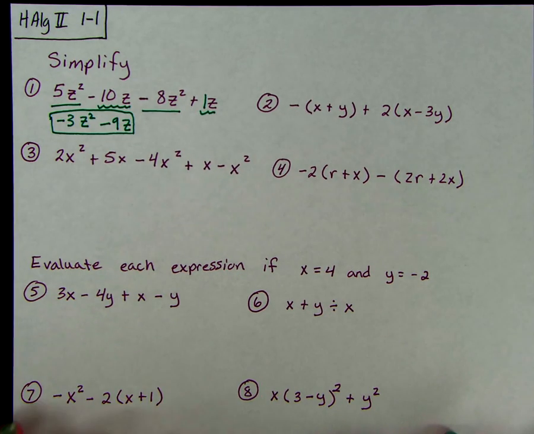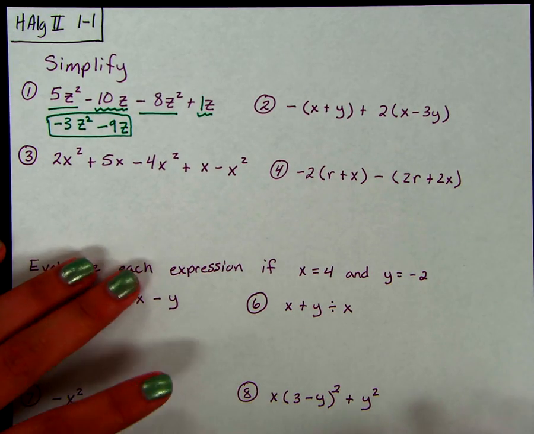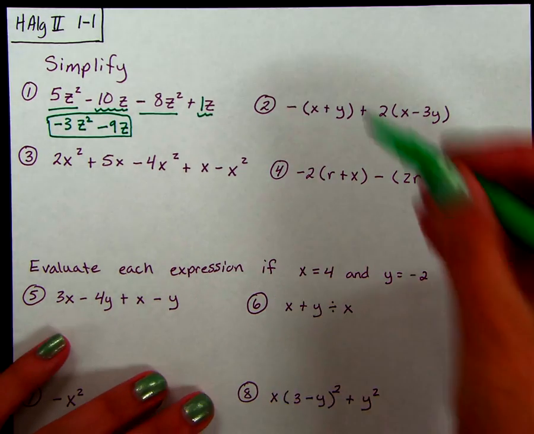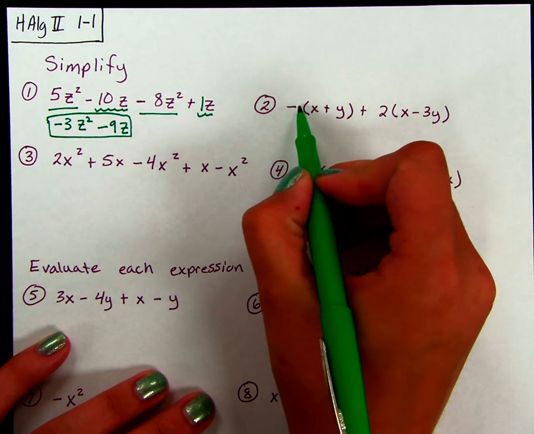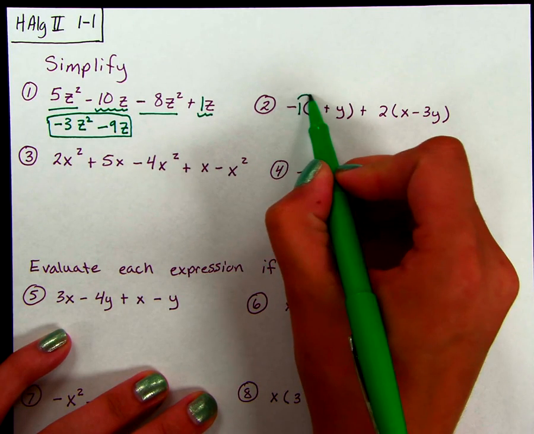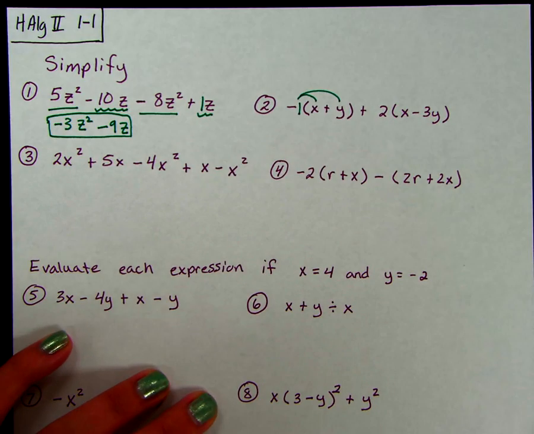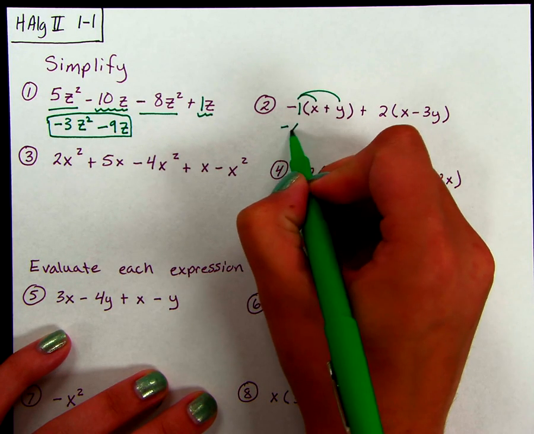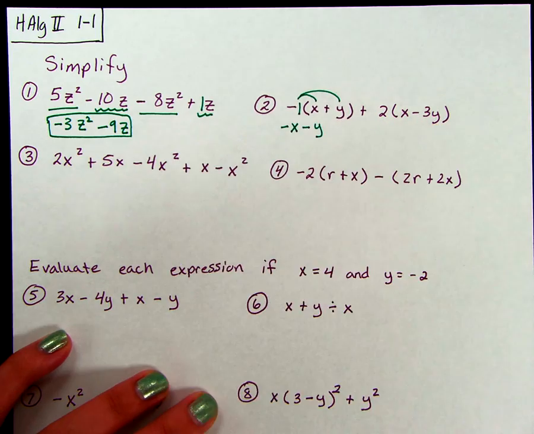Now on the next one, we have a grouping symbol. So that means that we need to get rid of our grouping symbols before we can start combining like terms. So to do that, we're going to use our distributive property. So again, for this one, since there's not a number here, we're assuming that this is really a negative 1. So we're going to distribute the negative 1 to both of these. So that means we're multiplying. So this will become negative x minus y.